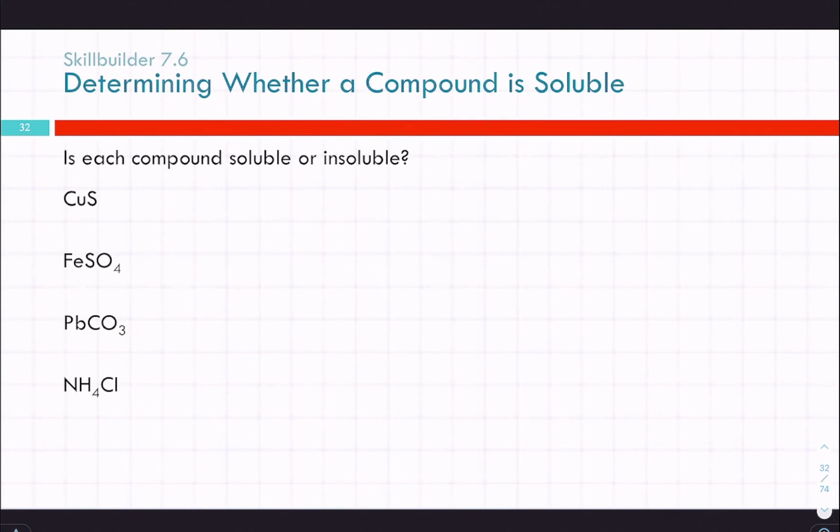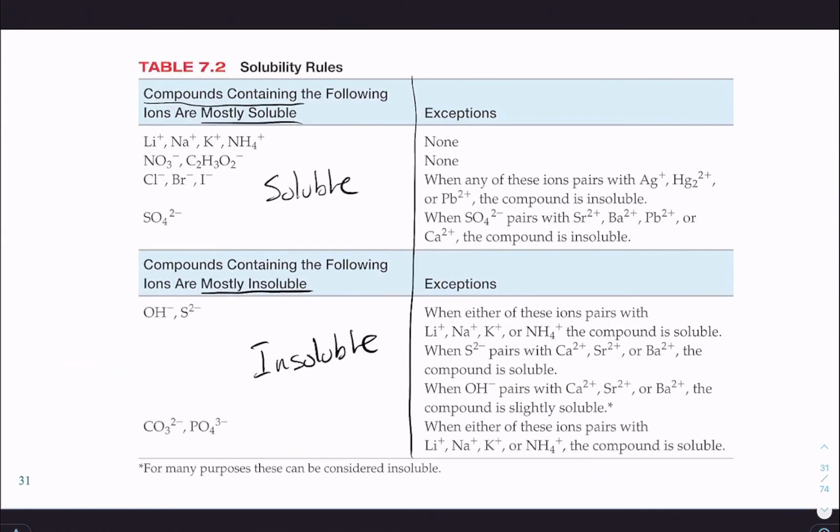So copper sulfide. We have copper, we have sulfur. So we go back to our solubility table. We first look for copper on the list on the left side, and we don't have copper anywhere on the left side. We do have sulfide here. These are insoluble compounds, so copper sulfide should be insoluble unless copper is on the right side. So it's not lithium, potassium, sodium, right? So it's not over there. So copper sulfide is insoluble.